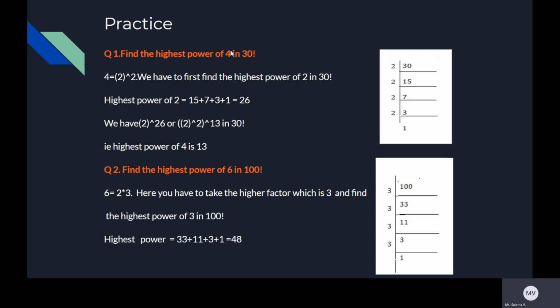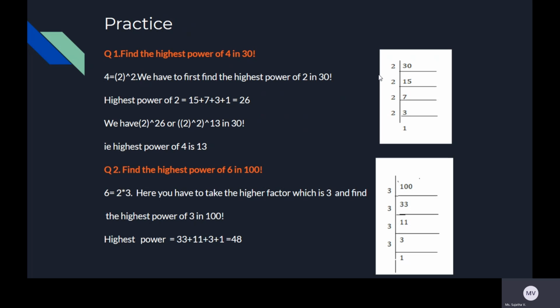So I have to split 4 into its factors. What are the factors? 2 and 2. And now it has become prime. Divide it into prime factors. So I get 2. And I have to find the highest power of 2 in 30 factorial.